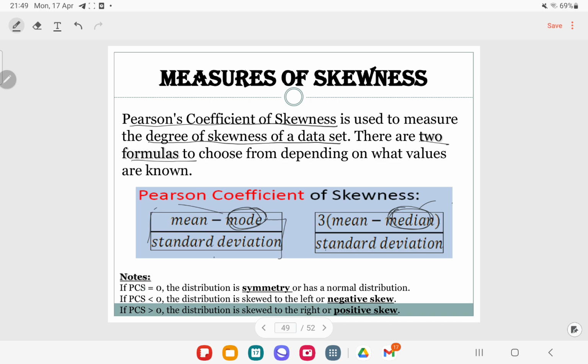Okay, if your PCS value is equal to 0, meaning that your distribution is symmetric, a normal distribution. If your PCS is less than 0, meaning that your distribution is skewed to the left or negatively skewed. If your PCS is greater than 0, then your distribution is skewed to the right or positively skewed.